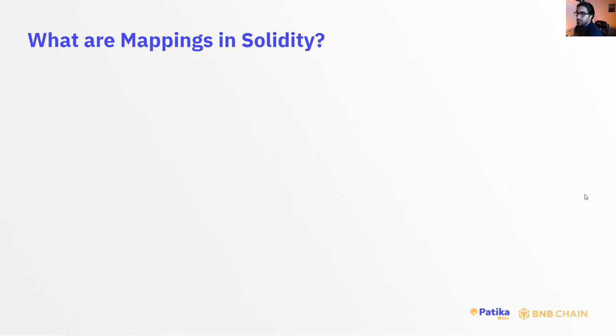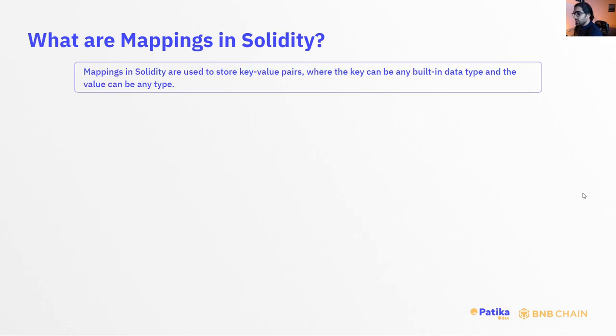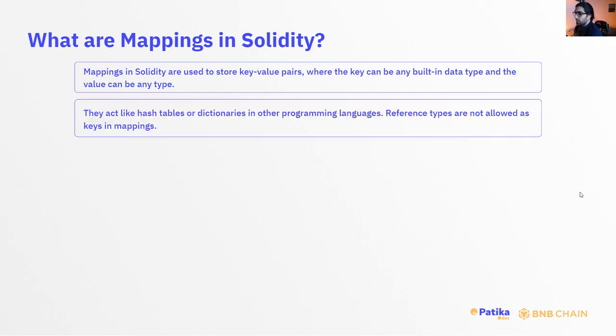So what are mappings in Solidity? Mappings in Solidity are used to store key value pairs where the key can be any built-in data type and the value can be any type. So they act like hash tables or dictionaries in other programming languages, but reference types are not allowed as keys in mappings. For example, strings. You cannot use a string as a key of a map.